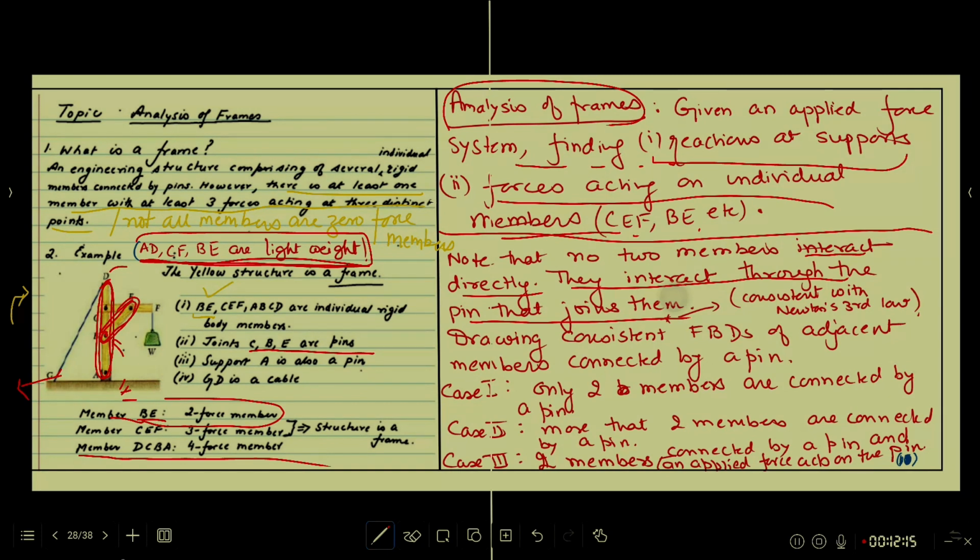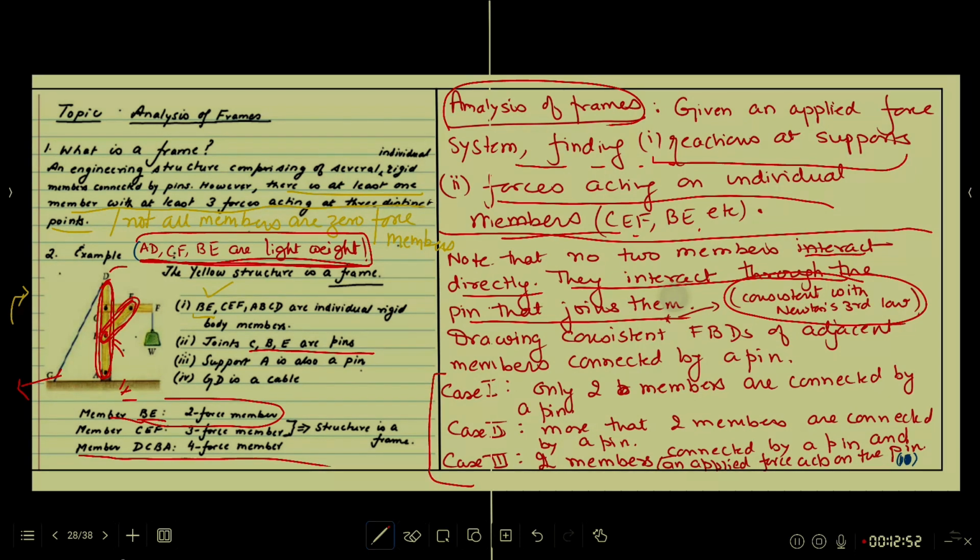Now, keeping this point in mind, we will be drawing free body diagrams of various members. And those free body diagrams of various members should be consistent with each other in the light of Newton's third law. I will elaborate on this. In fact, I will consider 3 cases and draw free body diagrams of various members and pins separately.